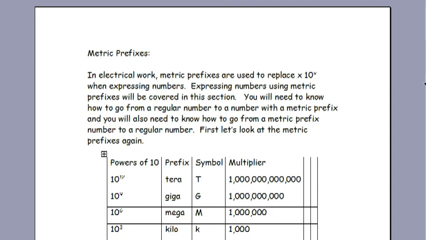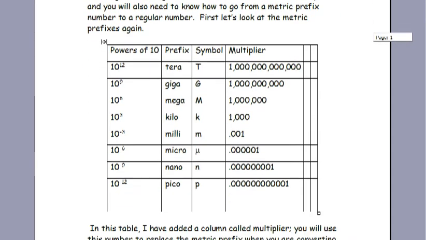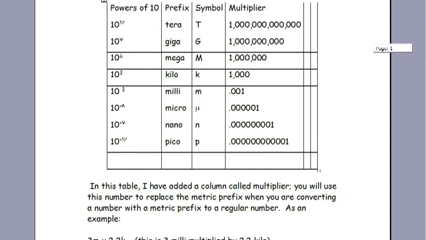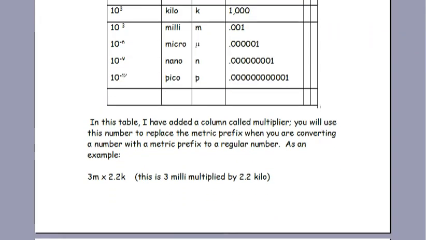First, let's look at the metric prefixes again. This is the same chart that I had in the other file from review number 1. I have the powers of 10, the name of the prefix, the symbol of the prefix, and I've added a new column which is the multiplier. So let's see how we're going to do this. In this table I have added a column called the multiplier. You will use this number to replace the metric prefix when you are converting a number with a metric prefix to a regular number.